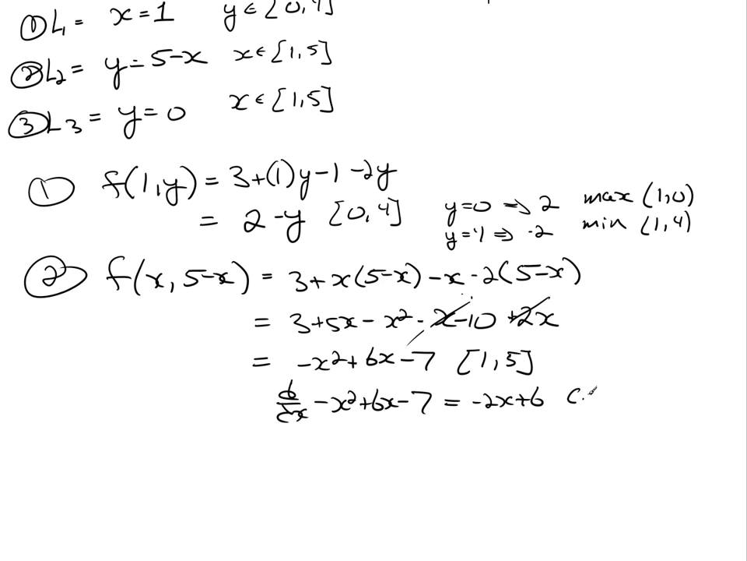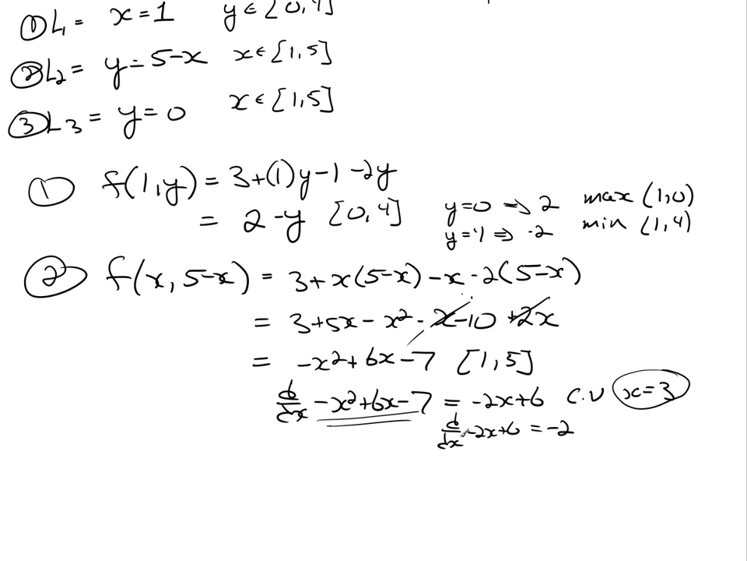That means the critical value here is going to be x equals 3. So when x equals 3, I only have one critical value. If I use the second derivative test on this, the second derivative is just simply going to be negative 2. So d/dx of negative 2x plus 6 equals negative 2. That tells me that x equals 3 is actually going to be a maximum over this interval.